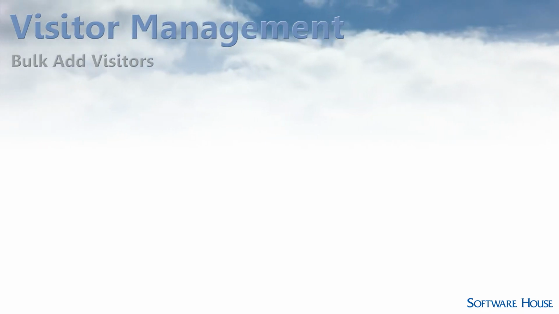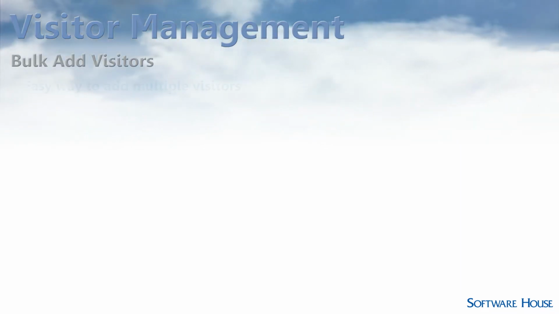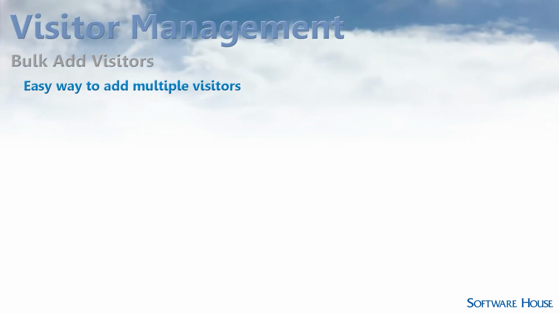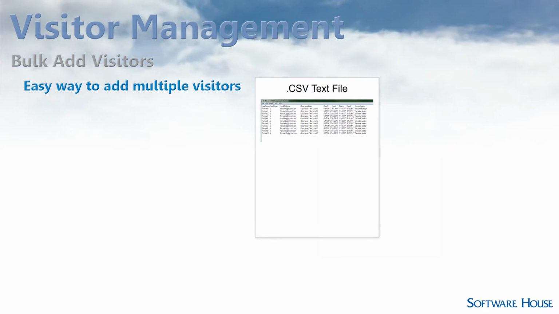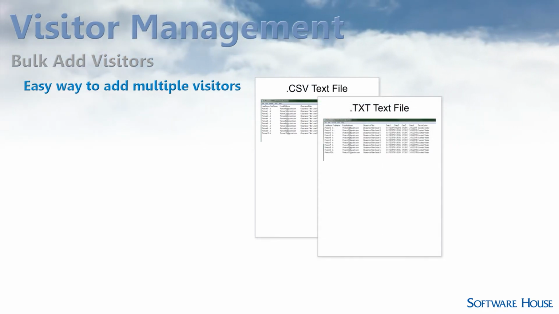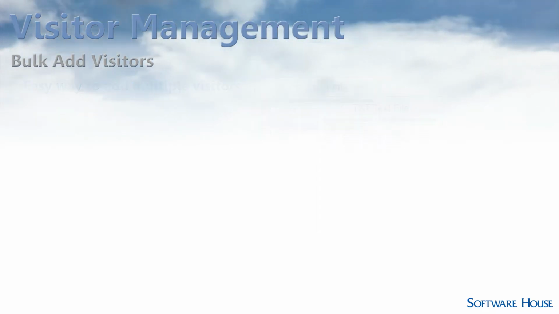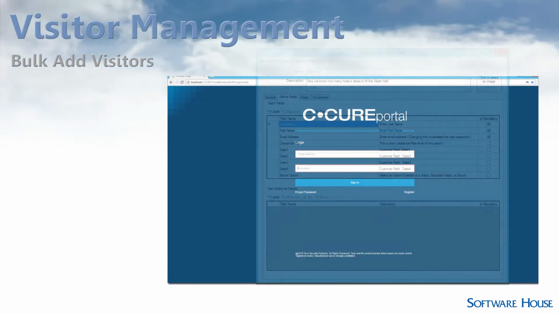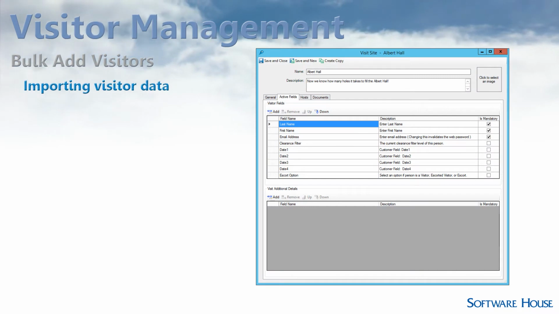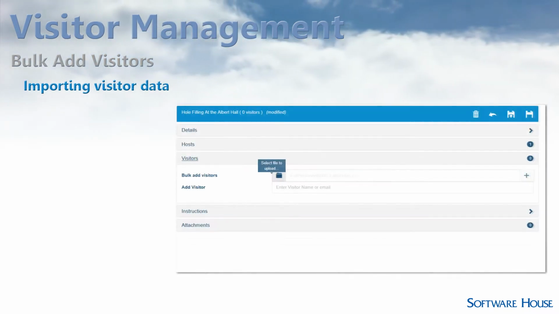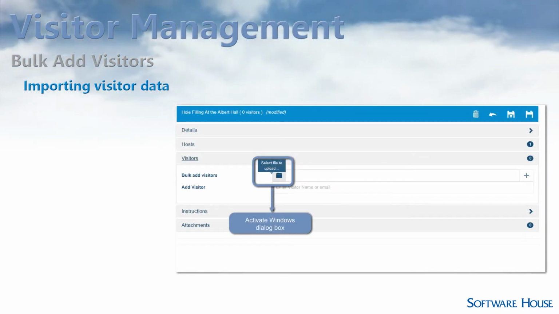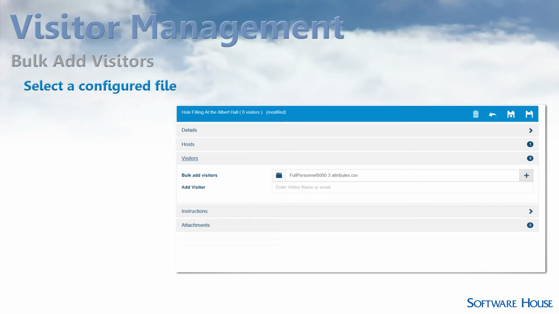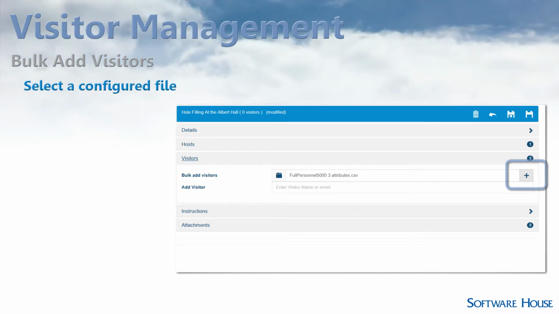The Bulk Add Visitors feature gives conferencing center or visit hosts an easy way to add multiple visitors to a visit by providing a process whereby a .csv or .txt file can be utilized to import visitor data. A user can now log into the Secure web portal and select the Visitor Management link, create a new visit, then by selecting the Bulk Add Visitors icon, activate a Windows dialog box from which they can select a configured file with personnel data to upload. Selecting the plus icon starts the upload.